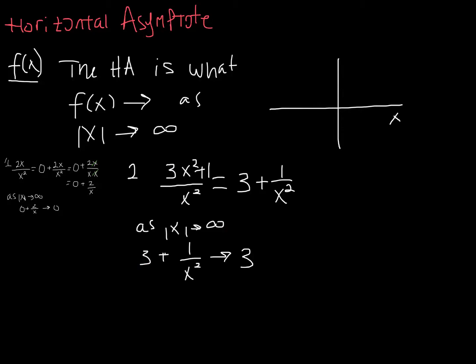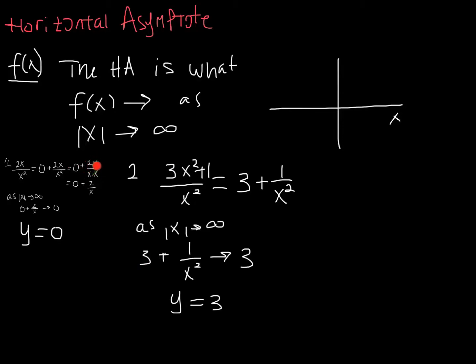It's important. In the first example, the horizontal asymptote would be y equals 0, the x-axis. And here, the horizontal asymptote would be y equals 3. Okay, so here we can see, again, we're noticing a little bit of a pattern here. When I do the long division, the horizontal asymptote is just going to be whatever the quotient is.